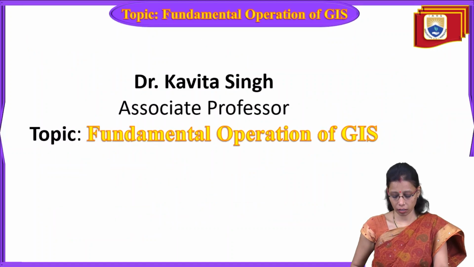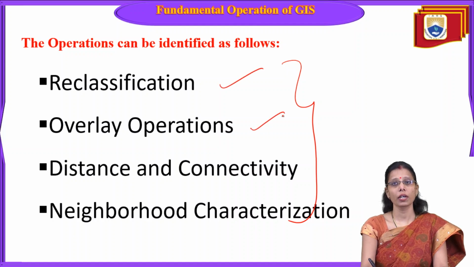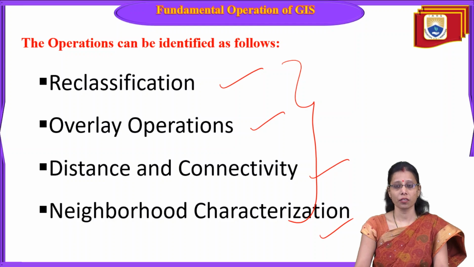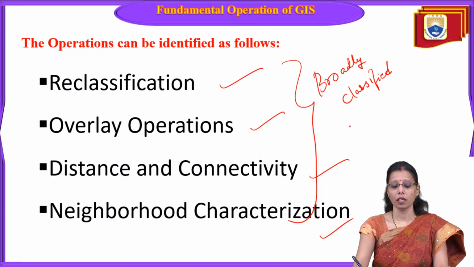If you see in this slide, the fundamental operations can be identified as follows: reclassification, overlay operations, distance and connectivity, and neighborhood characterization. These are the four classes into which we classify the operations in GIS. These are all broad classifications for the operation processes.